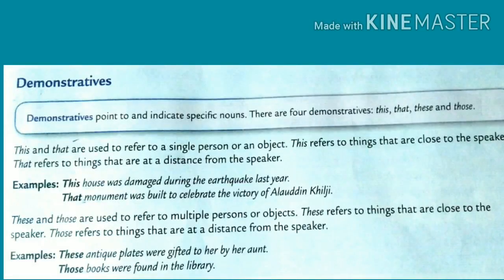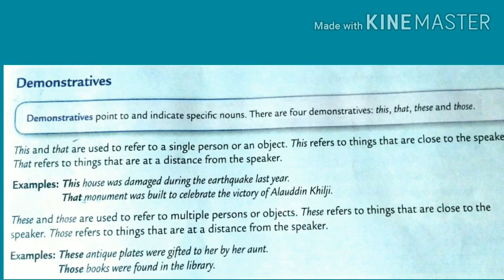Demonstratives are used to point to and indicate specific nouns. Pointing and indicating means like this one, that one, these are, those are. That is demonstratives. We have only 4 demonstratives. They are this, that, these and those. This and that are used to refer to a single person or an object, only one. And also, this refers to things that are closer to the speaker. If a person or object is very close to us, that means if it is near to us, we use the demonstrative this.